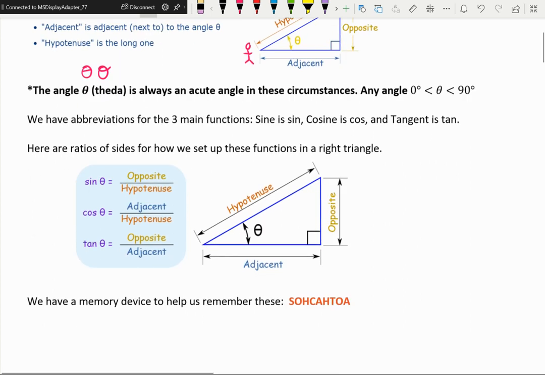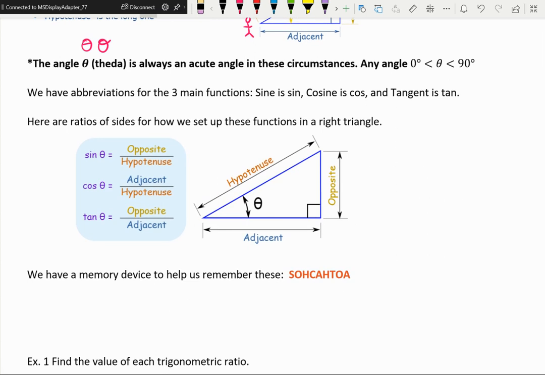Now, each one of these functions is a different ratio. It's a different equation to set it up. And I could just ask you to memorize all of these. But instead, I'm going to give you a memory device.